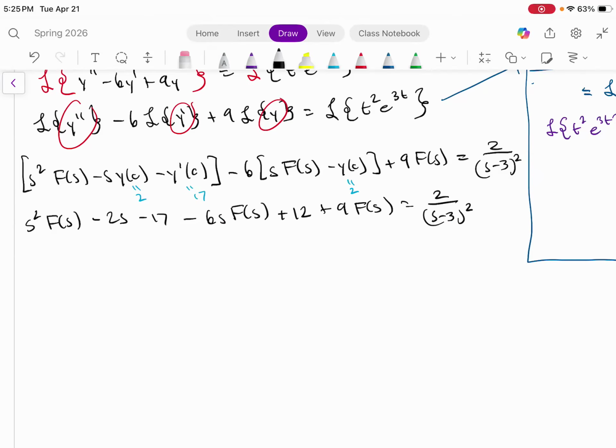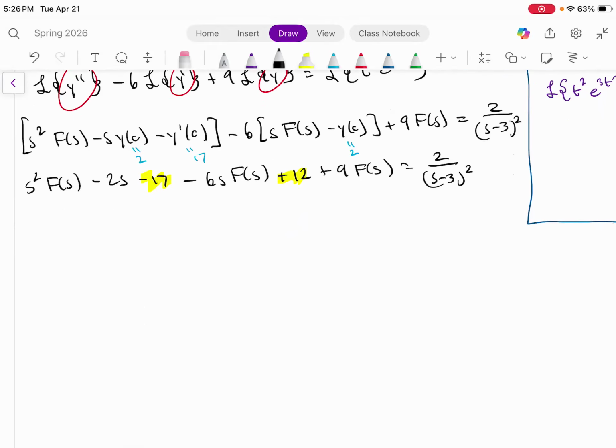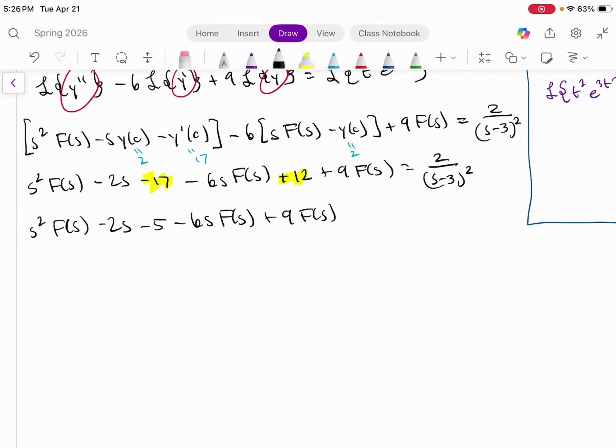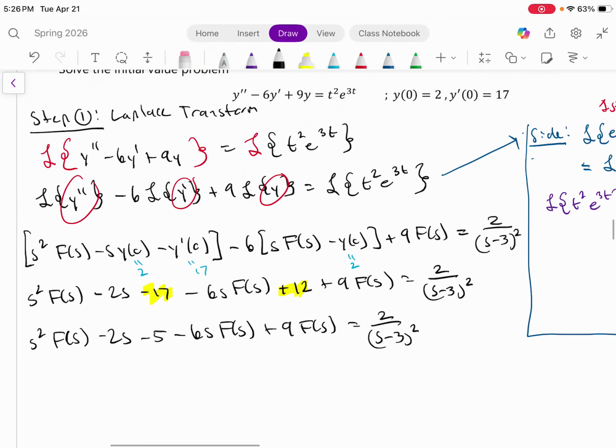All right, so a couple things could combine. I have a negative 17, I have a 12, that becomes negative 5. So this ends up being s squared F of s minus 2s minus 5 minus 6s F of s plus 9 F of s equals 2 over s minus 3 cubed. Okay, so that takes care of our first step, which is Laplace transforming.